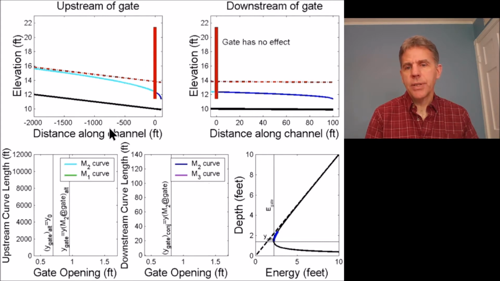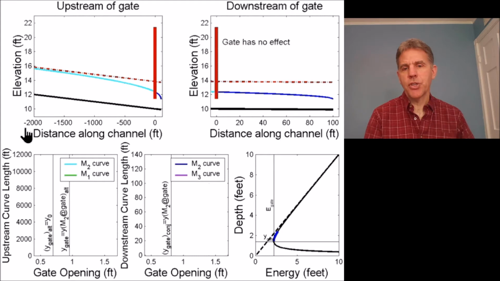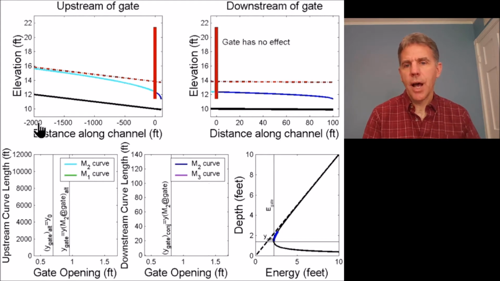The upper left is obviously the conditions upstream of the gate. Please notice that the x-axis is much longer, 2,000 feet upstream of the gate. That's actually not the full distance of the M2, but it's really the length that's worth looking at in this animation.